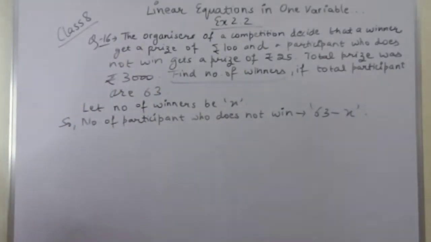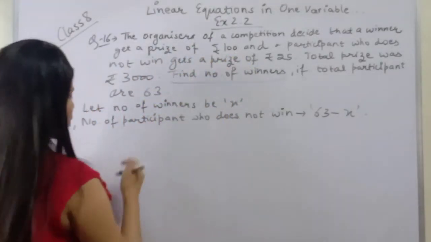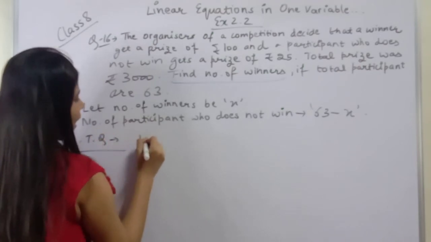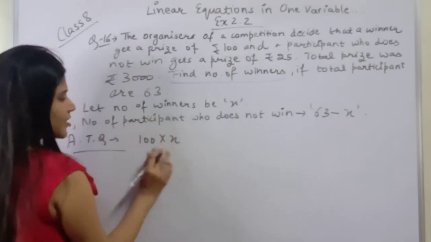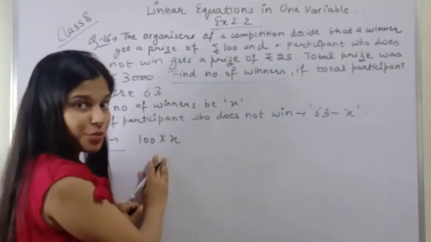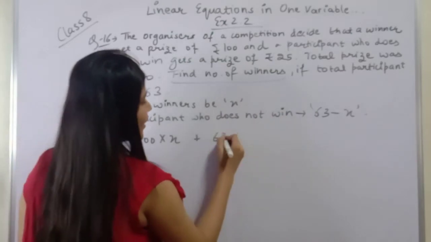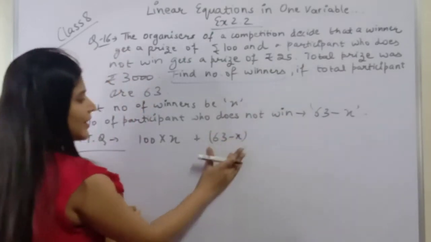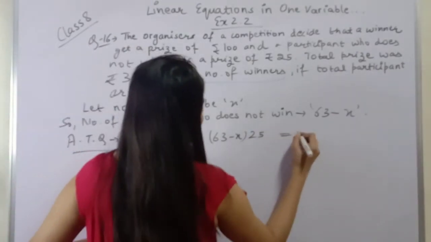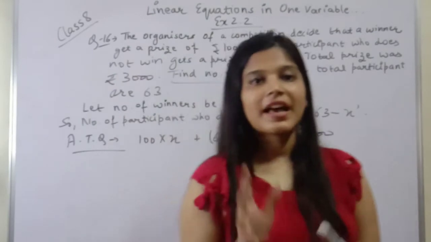And we are given winner को कितने का प्राइज मिल रहा है? ₹100. So according to the question, 100 into x, winners are getting, जैसे 10 winners हैं तो 10 winners को 100 रुपीज मिल रहे हैं. So into करेंगे plus participants who do not win, मतलब 63 minus x people are getting 25 rupees, and the total amount is 3,000 rupees. So this is our equation. I hope it is clear.